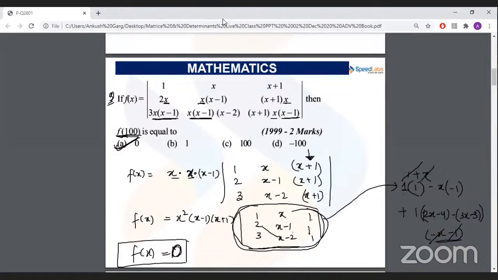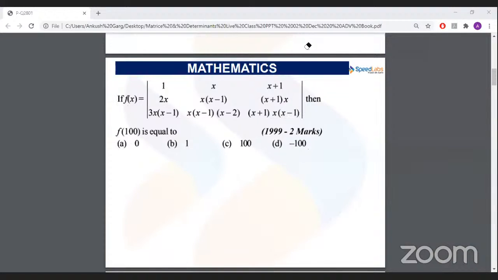Right, very easy question, and these kind of questions are very common. In advanced they don't come anymore, but in mains these type of questions are very common, where you have to simplify the determinant. You take something common, do some row column operations. All right, so these type of questions are very common.